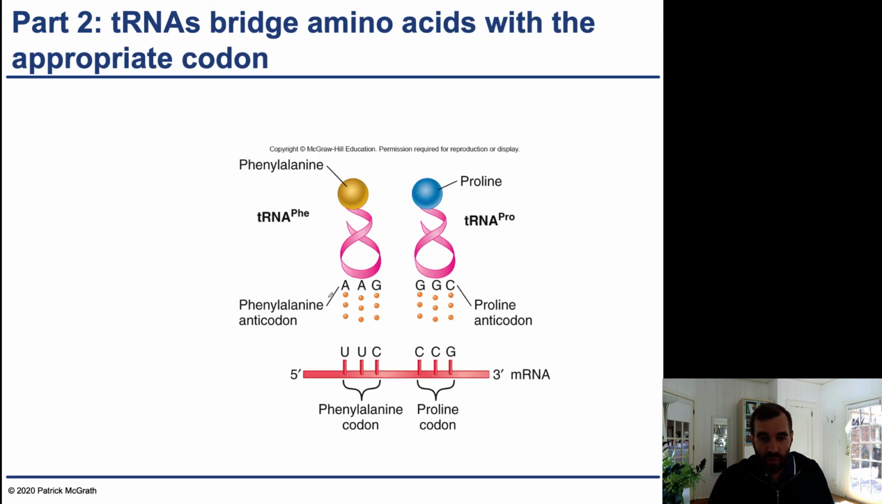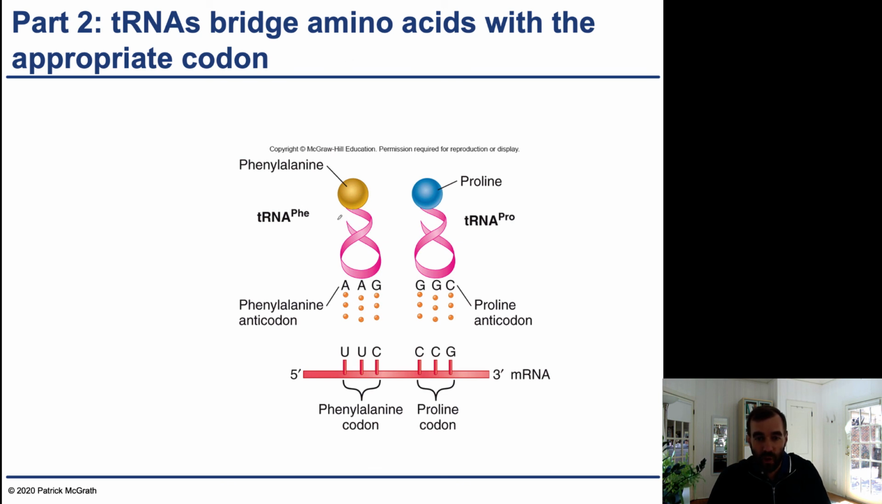What do we mean? Here is an example of two different tRNA types. One is tRNA phenylalanine, one is tRNA proline. These are encoded separately on the genome, so they have different sequences to each other. They're different genes.